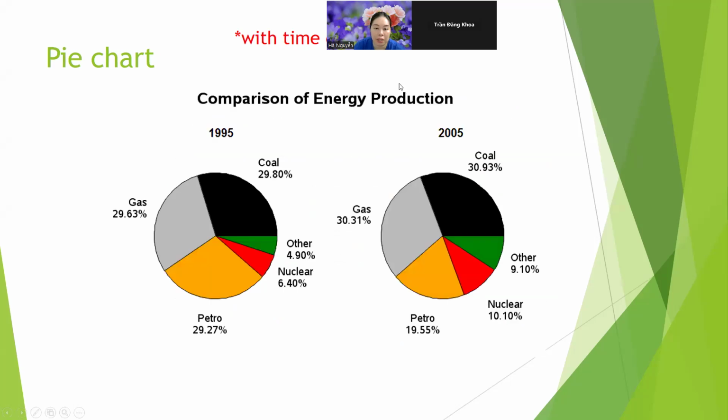Okay, this is a pie chart with time change. So besides describing for each year which source of energy is popular or common, yeah, you need to describe how they change from 1995 to 2005. A good idea is to use a body paragraph for 1995, analyzing from highest percentages to lowest percentages, and then another body paragraph for describing the changes from 95 to 2005. So that's how you do it.